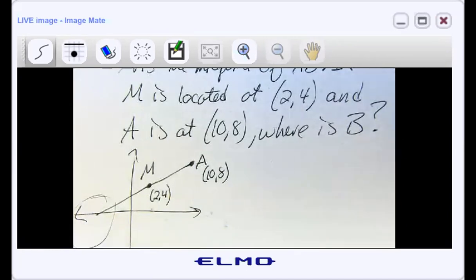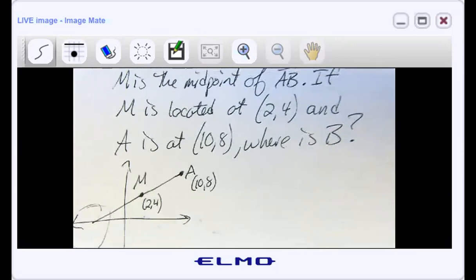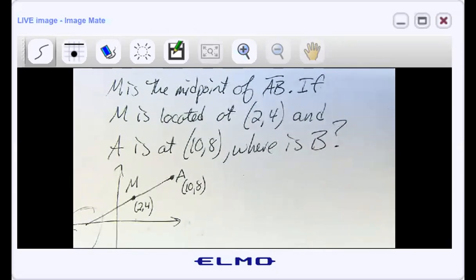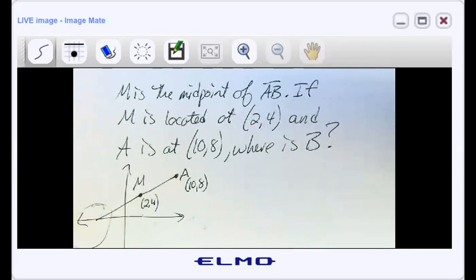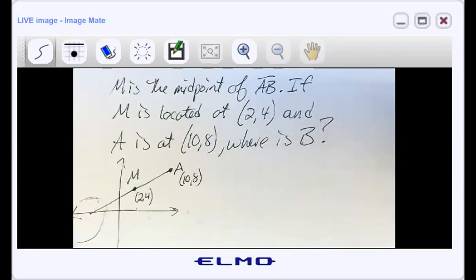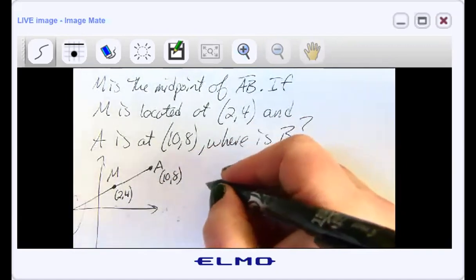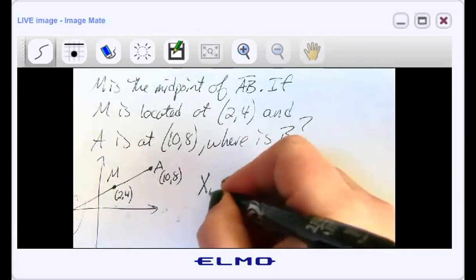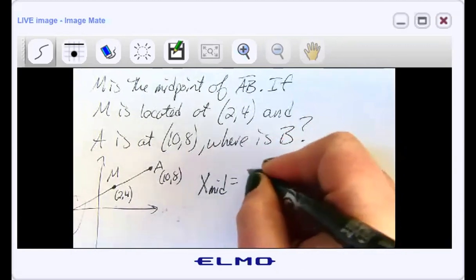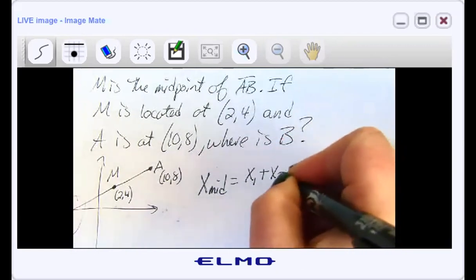All right, so I did tell you that you already know how to do this. You do. We're going to use the same exact formulas that we used yesterday. We just have different information to plug in. So yesterday I showed you that x of the midpoint is equal to x1 plus x2 divided by 2.